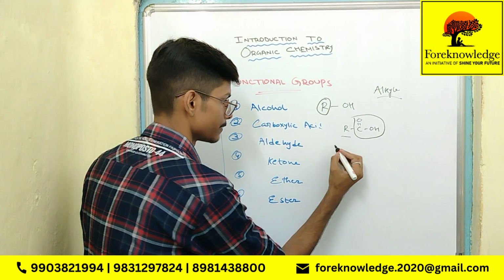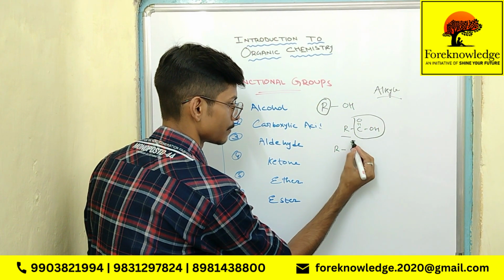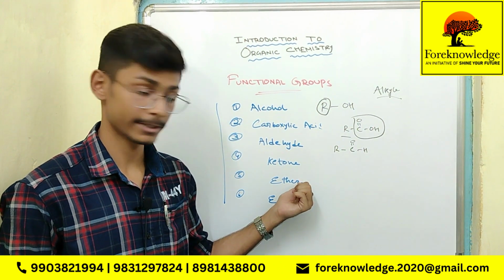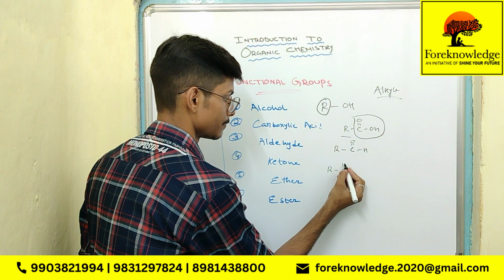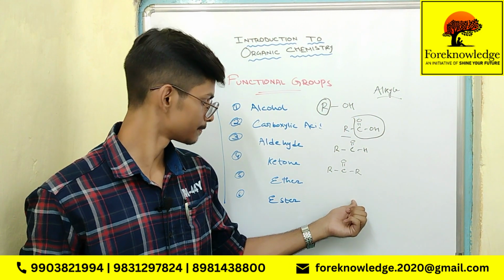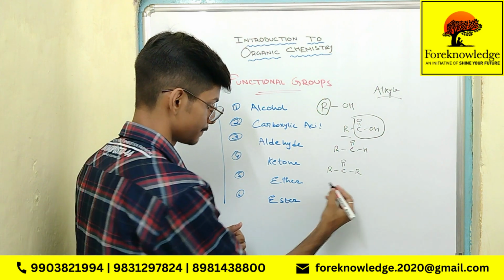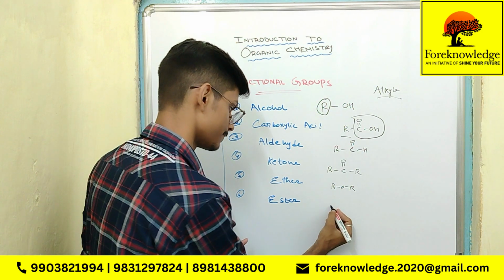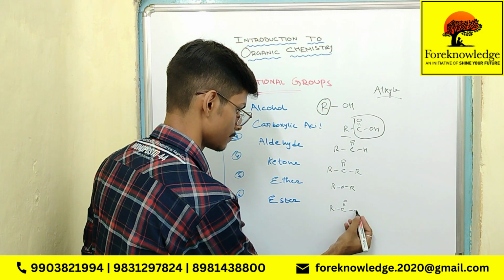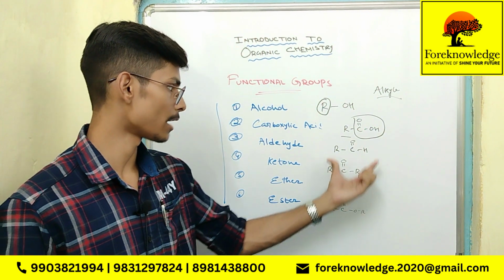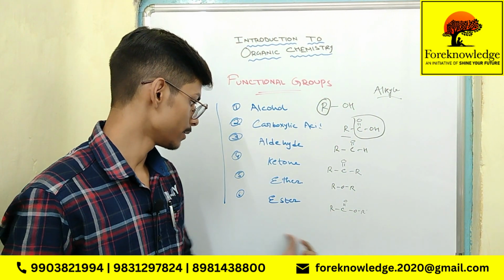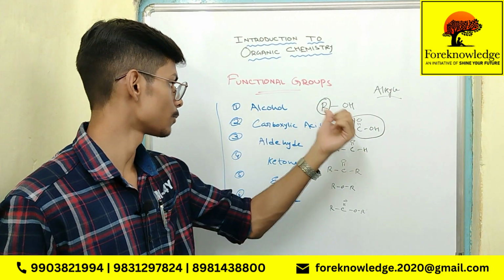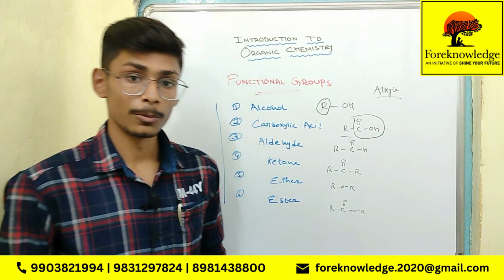Now aldehyde. This is aldehyde. Now ketone. Now ether. Now ester. So basically all these R's are alkyl groups, and these are the basic structures of aldehyde, ketone, ether, ester, carboxylic acid, alcohol.